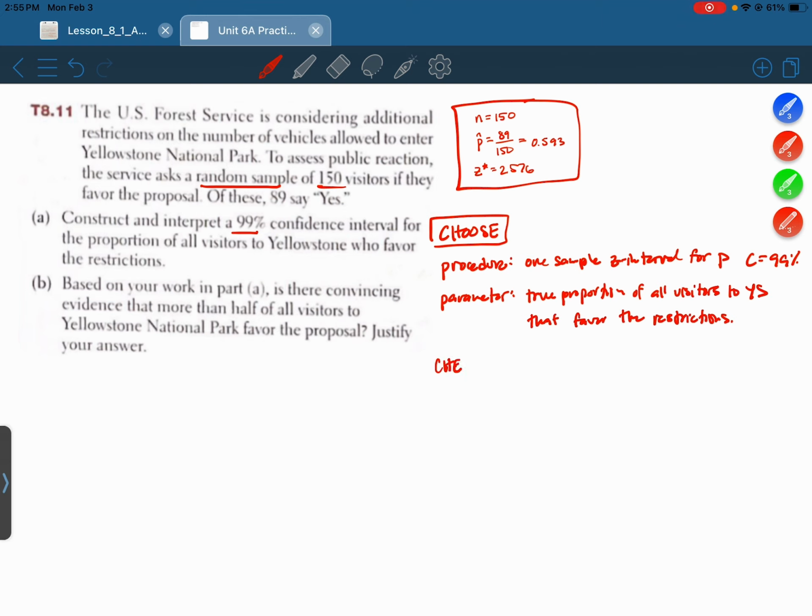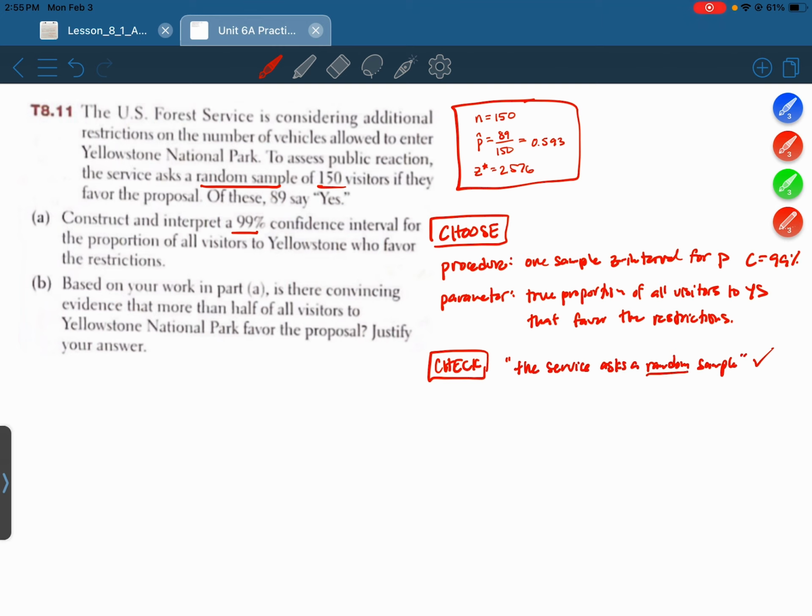Step two, we've got to check our conditions. First, the random condition. I underlined it here for a reason so that we can just quote the problem: the service asks a random sample. So check, we've met the random condition.